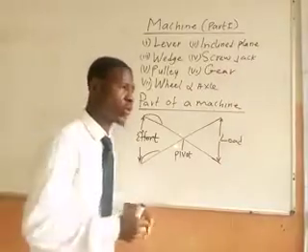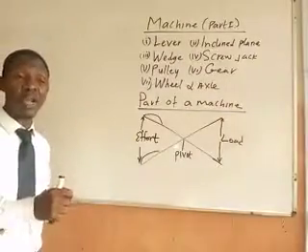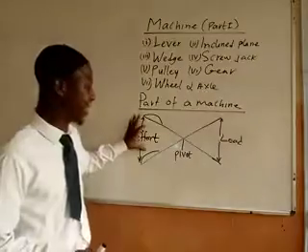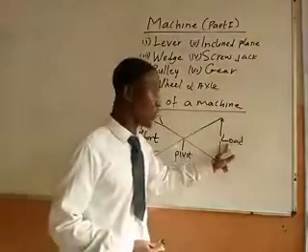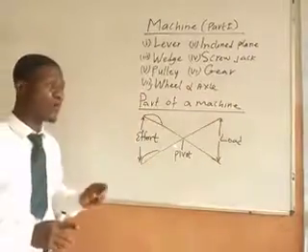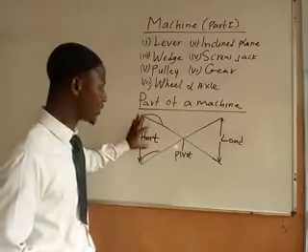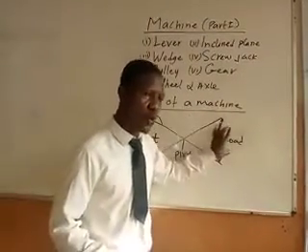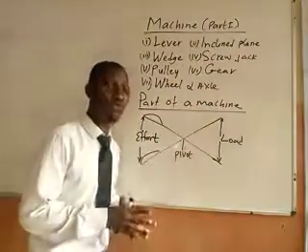A machine is a tool or device which allows force called effort applied at one end to overcome resistive force called load applied at the other end. Which means a machine must have three major parts: where you are going to apply your effort, where you are going to place the load, then the movable part of it called pivot or fulcrum.